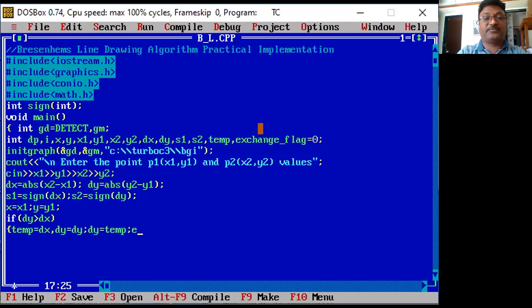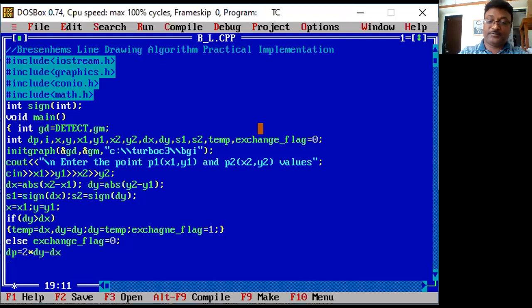And here I have put this exchange underscore flag as 1. Previously I have initialized it to 0. Once I exchange it, that will become 1. Else I have to put exchange flag 0. Suppose the swap has not been executed, at that time I put it as 0 and then calculate dp. So what is my dp? Decision parameter, 2 star dy minus dx.